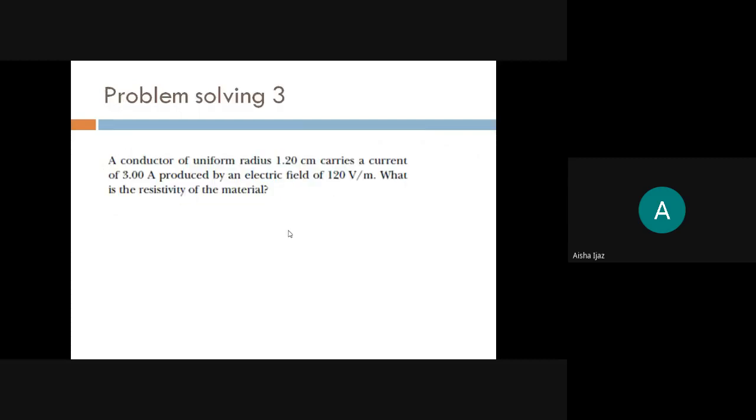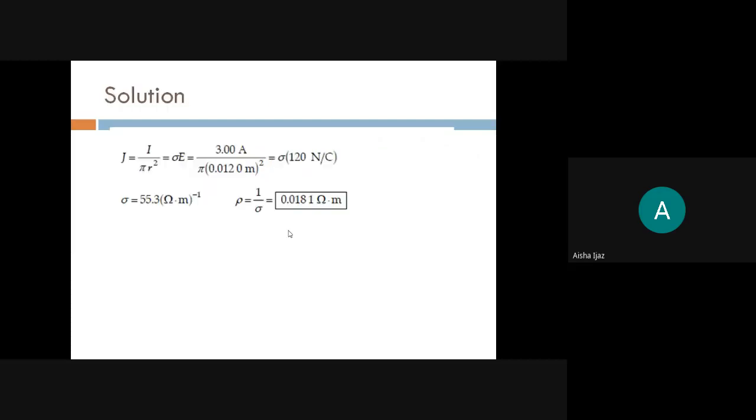Students, now this question is very interesting. A conductor of uniform radius 120 centimeter carries a current of 3 ampere produced by a field of 120 volt per meter. Now the data is radius, current and field. What is the resistivity? Just recall the formula. You have to use the microscopic form of Ohm's law. If you remember, E equal to rho J. That is what I'm using here.